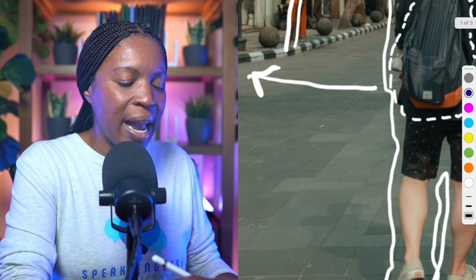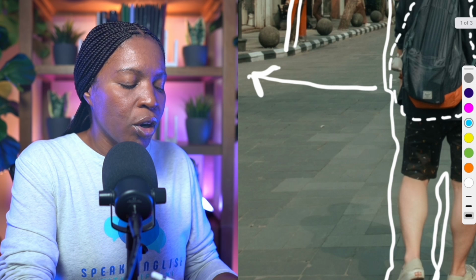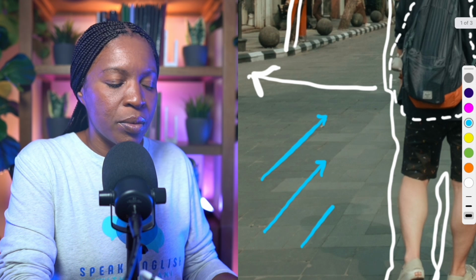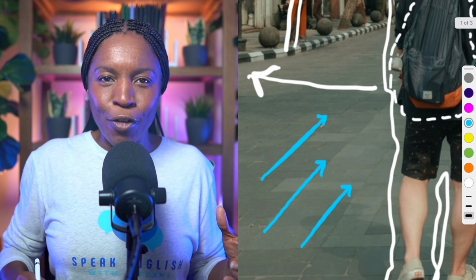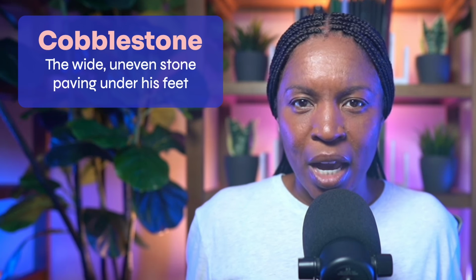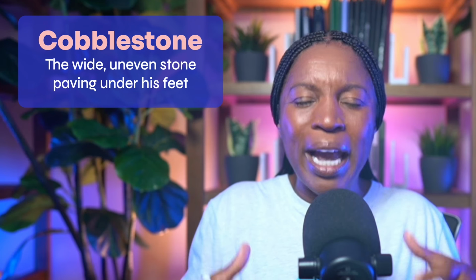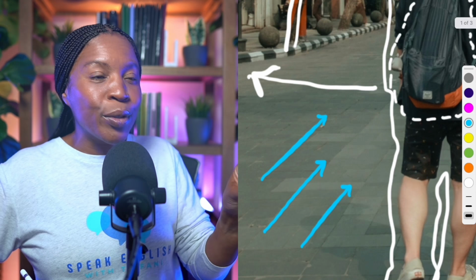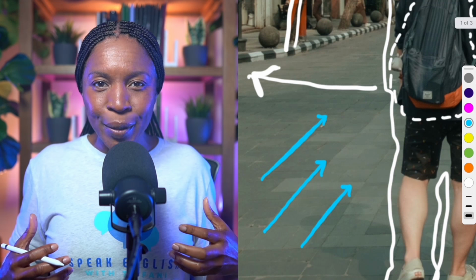Let's say, for example, these were cobblestones. So now we have a word to describe where he's walking. Cobblestone. The wide, uneven stone paving under his feet. Again, we have our image, and we're imagining that he's walking on cobblestone. So our first vocabulary word attached to the image could be cobblestone.